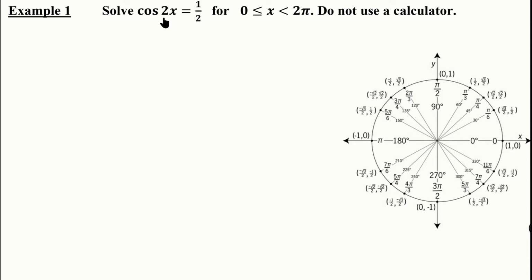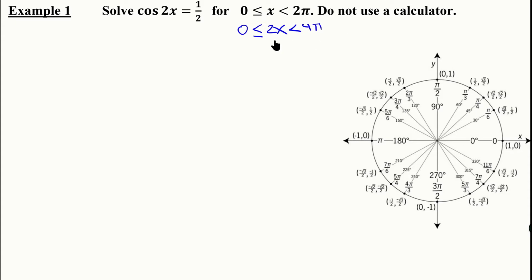Now, the range of values that we're supposed to be looking at are given for x, not for 2x. So the first thing we need to do is to find out, when we go around looking for solutions, how far we should go, because the 2x here should make a difference, and that's exactly what we're going to do first. So basically we're going to take this 3-part inequality, and since we want 2x, we'll go ahead and multiply all 3 parts by 2. So we get 0 less than or equal to 2x less than 4 pi.